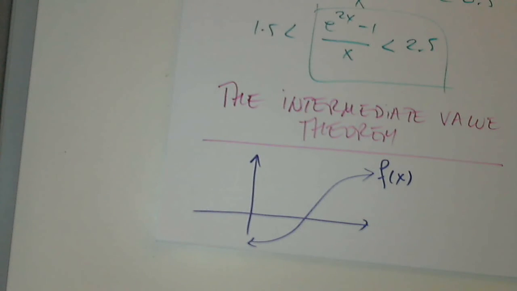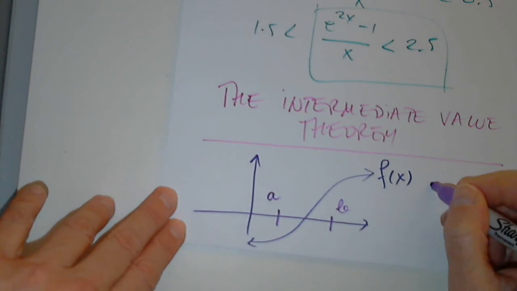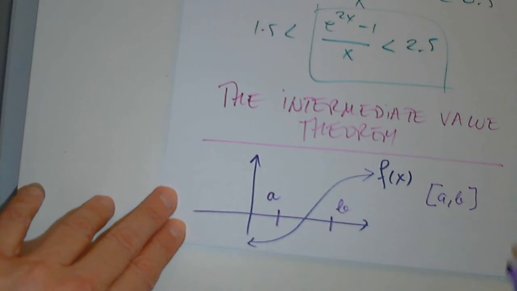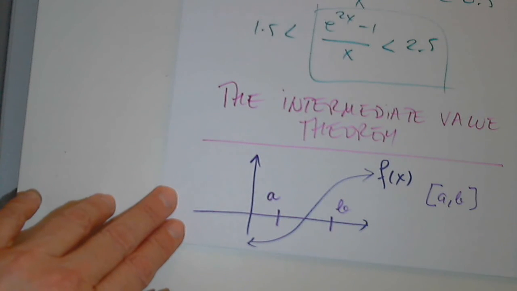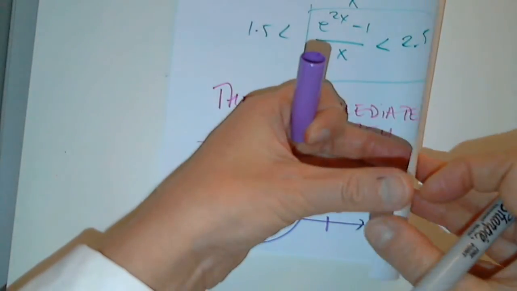I'm going to ask you to look at the function and tell me whether the function is continuous. Yes, it is continuous. Okay, I'm going to pick an interval. Let's say the interval a comma b, closed interval. And I'm going to say two things: the hypothesis of the theorem.